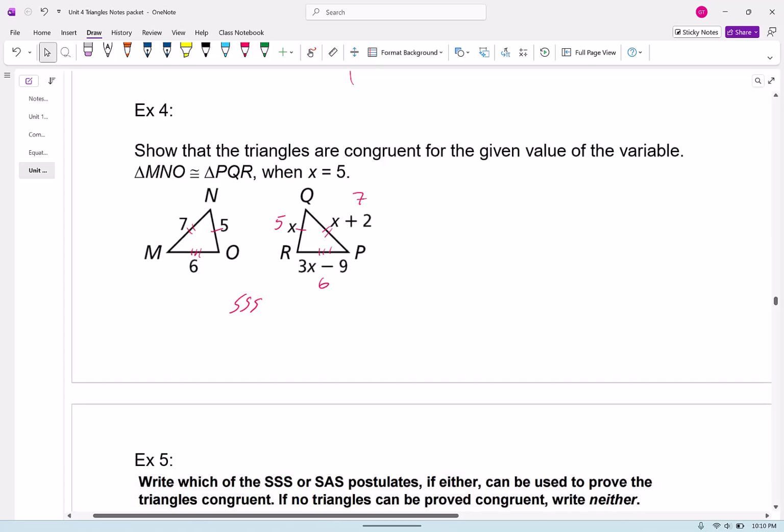All right, so in this case, we just had some variables, and so we had to determine if these actually were congruent. So we plugged in what was given to us, x equals 5. And we see that we share three sides of exactly the same lengths. So we can use side-side-side congruency on this example.